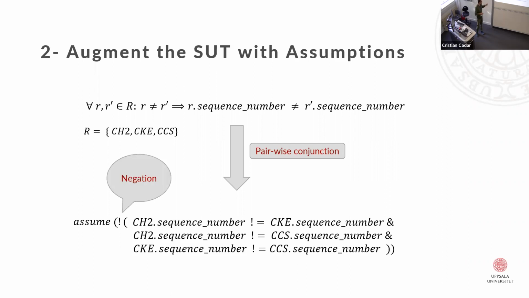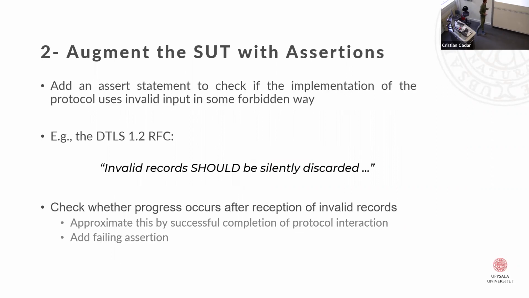When we assume the negation, this means that we are only considering a class of inputs for which this requirement can be violated. So it is assuming that the sequence numbers are not unique when we are assuming the negation. So this is for the assumption part, and then it's time for augmenting the SUT with assertions.